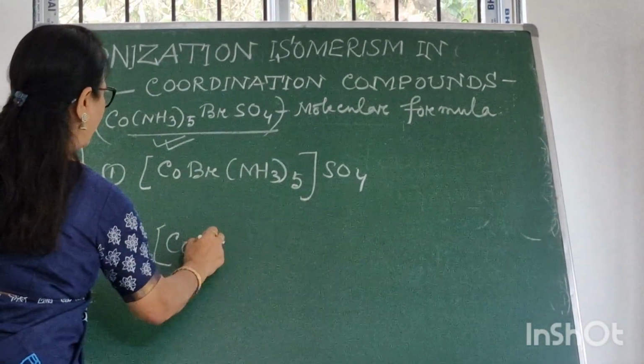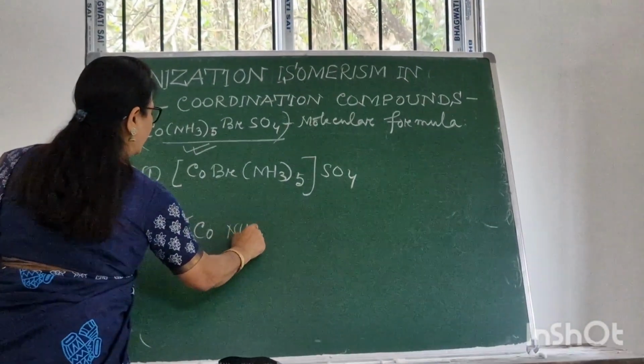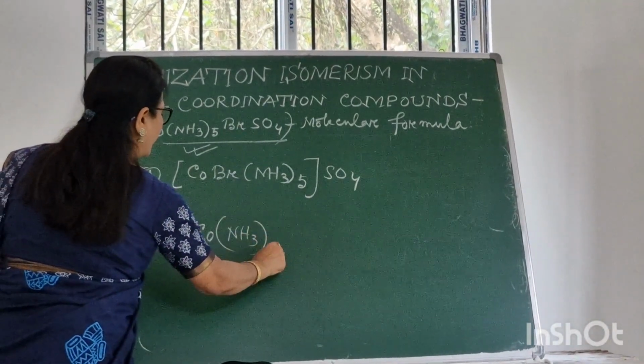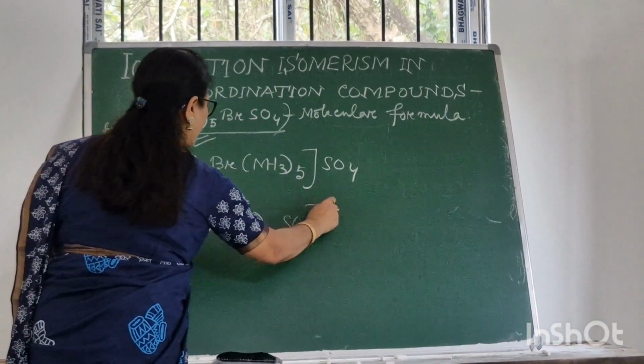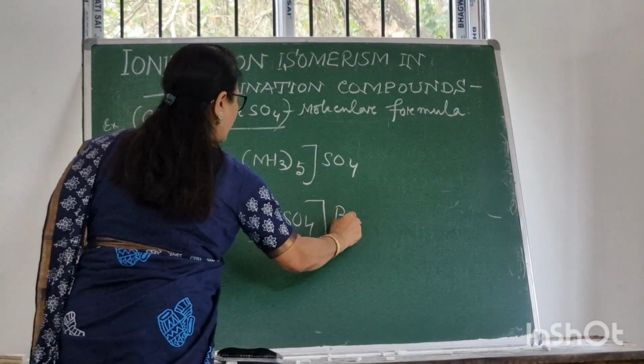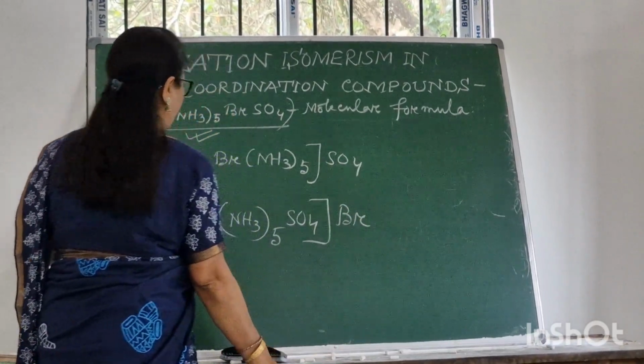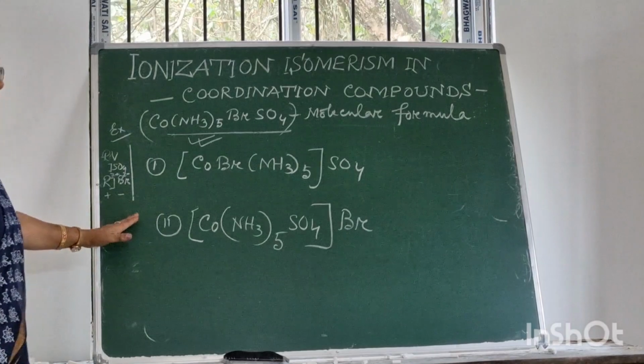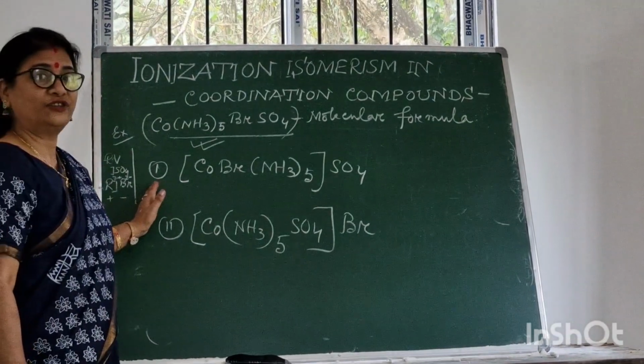Next, I will write [Co(NH3)5(SO4)]Br. That means these are two ionization isomers which give different ions in solution.